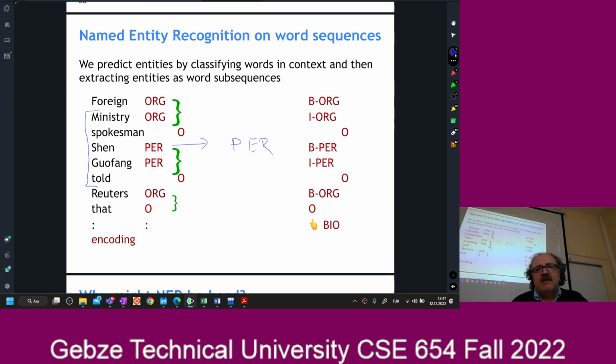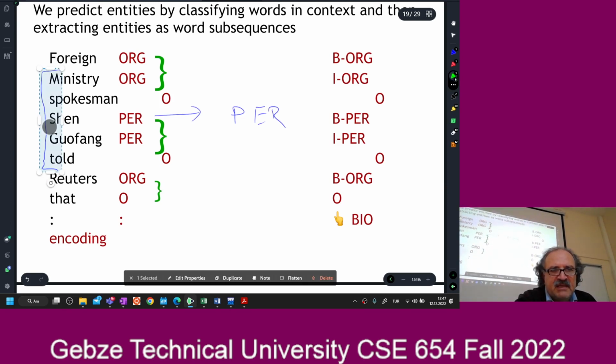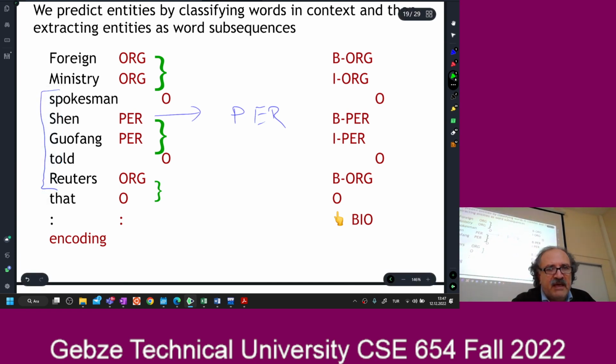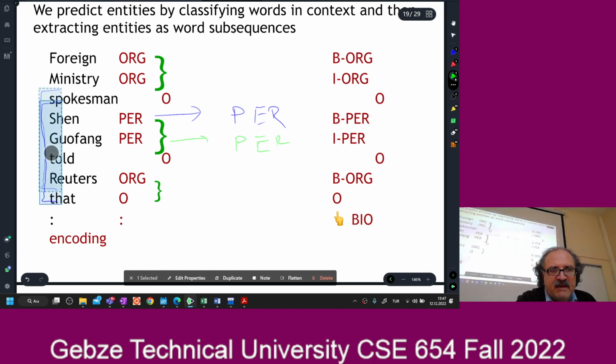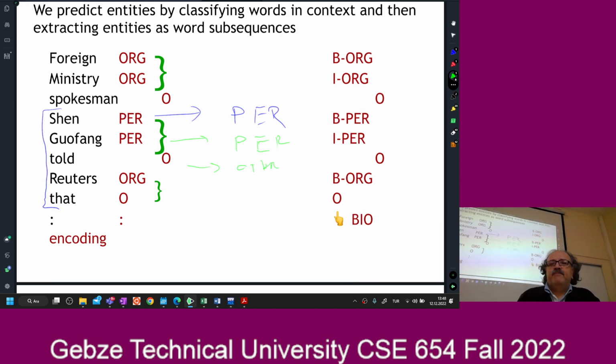I know this one. And I slide my window. Now this one should produce another person again. And I'm going to slide this again. Now this one should produce what? This one should produce other, right? Other. So I put all of them in, one by one.